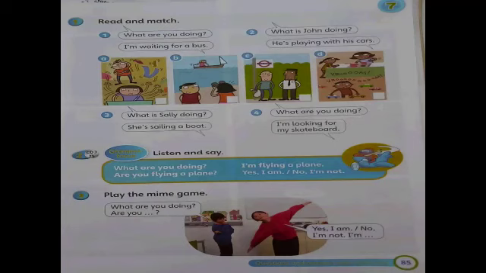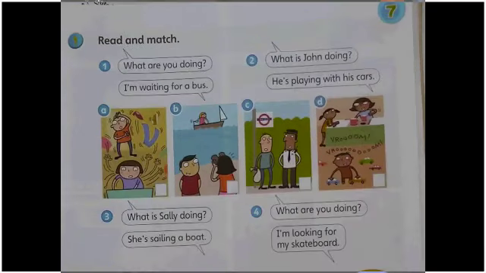In number 3, C, what can you see in picture C? I can see two men, they are waiting for the bus. And in D, what can you see in picture D? I can see a boy playing with his car. Now, in this exercise, you need to read the questions and the answers and match them to the correct pictures. Number 1, what are you doing? I am waiting for a bus. Which picture? It's picture C. So put 1 on C.